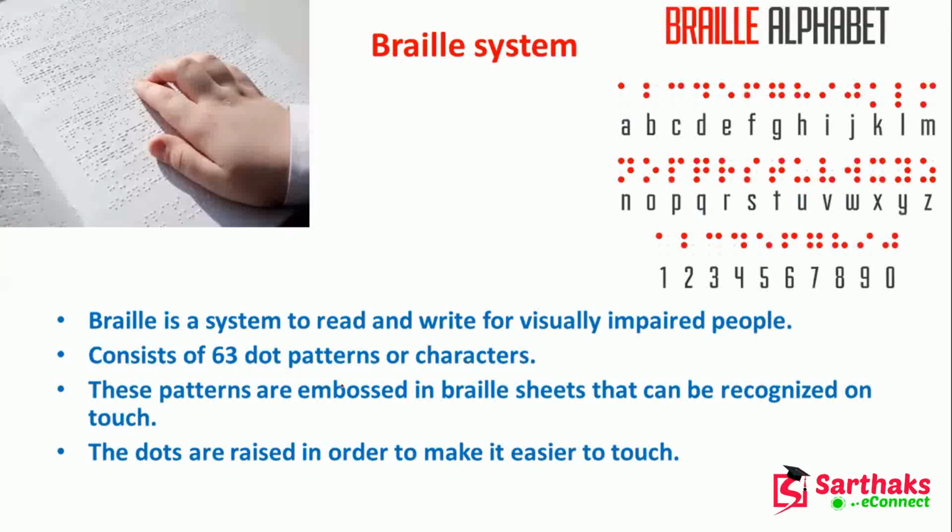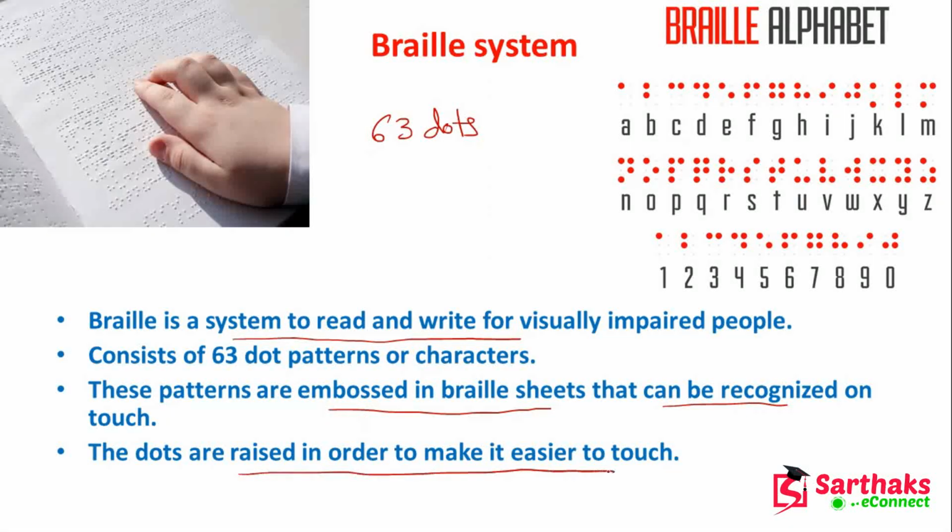Now the braille system. Braille is a system for people who cannot see at all. The braille system has been developed for the visually impaired to read and write. It consists of 63 dots, patterns or characters. These patterns are embossed on a braille sheet and can be recognized by touch. The dots are raised to make it easier to touch.